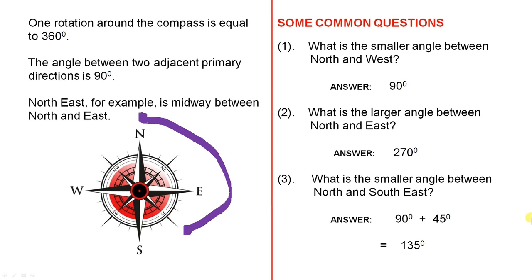So this video has given us a very basic introduction into the compass, and this is an instrument that's used for finding directions. We've seen that there are four main directions called the primary directions, and we've also seen that there are four other directions which are midway between the primary directions.